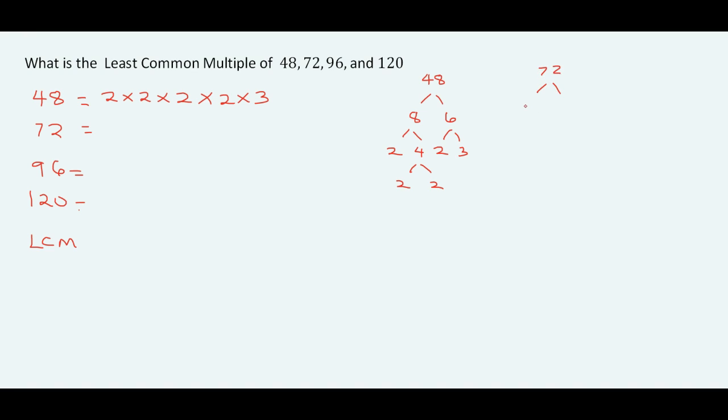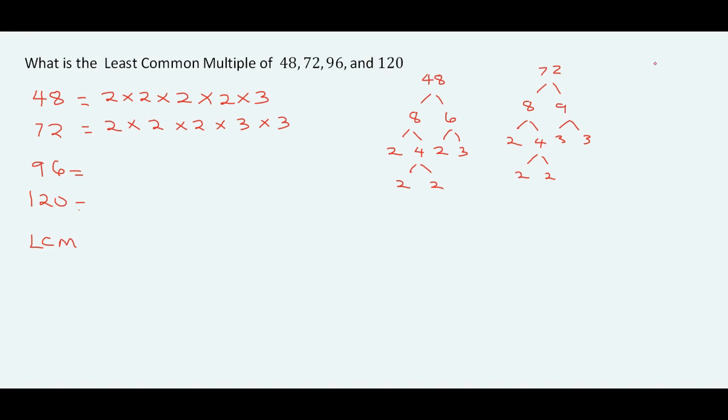72, we have 8 multiplied by 9. 8 is 2 by 4. 4 is 2 by 2. 9 is 3 by 3. So this is 2 by 2 by 2 by 3 by 3.